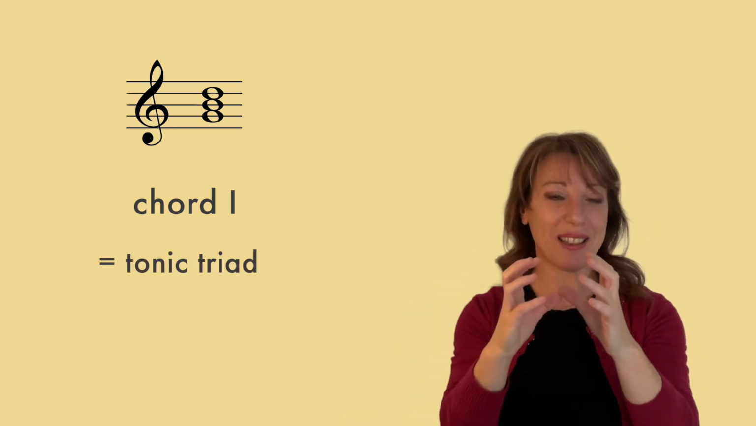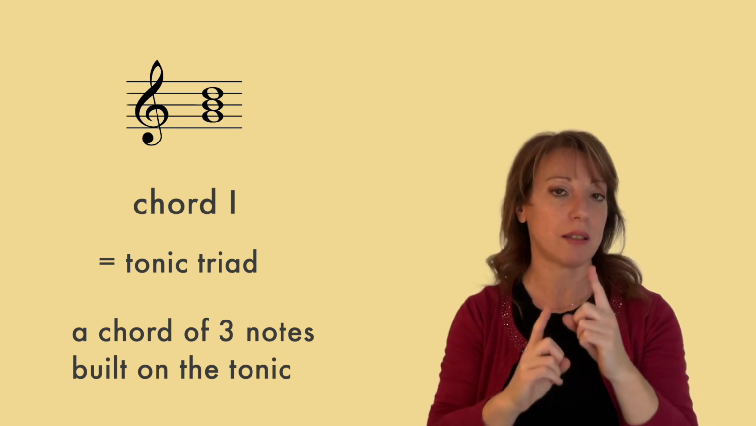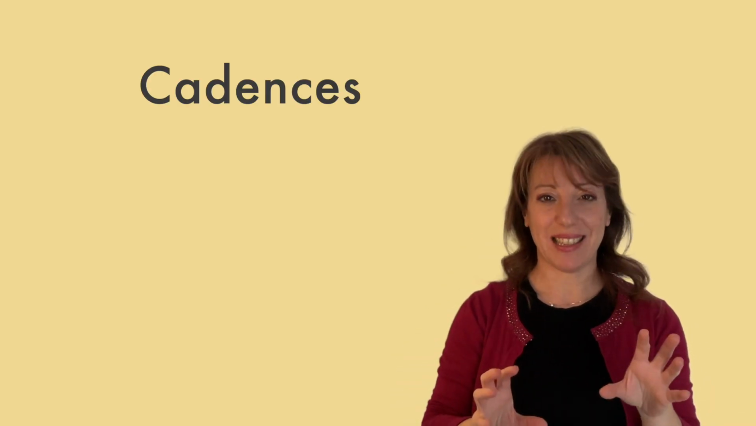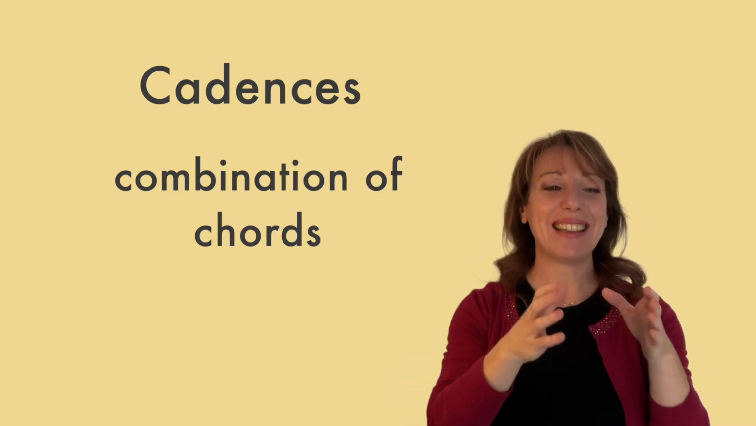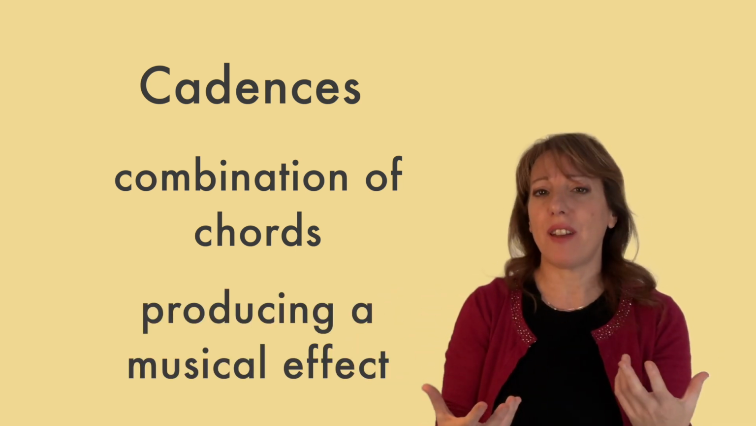So this chord, G major, could be called chord 1, because it's the tonic triad, so it's the triad, the 3 grouped notes, built on the tonic, the 1st degree. We could then have chord 2 on the 2nd note of the scale, chord 3, and so forth, up to chord 7. The combination of chords forms cadences. So the cadences are a sequence of specific chords that gives us a musical effect.